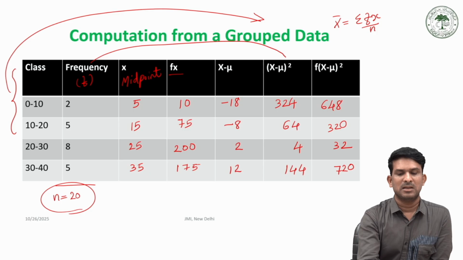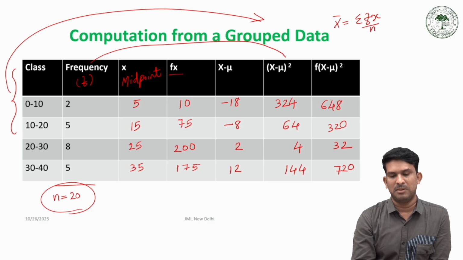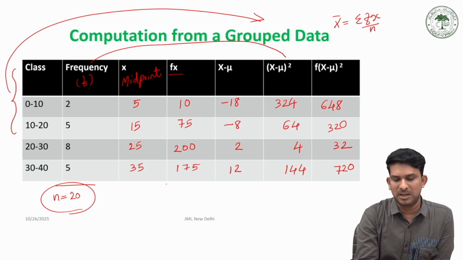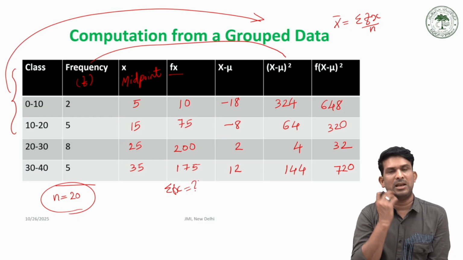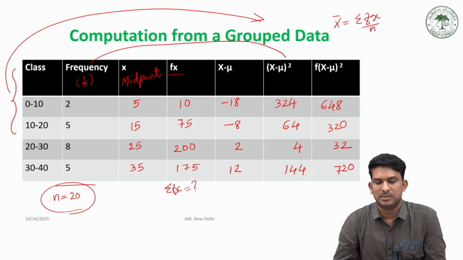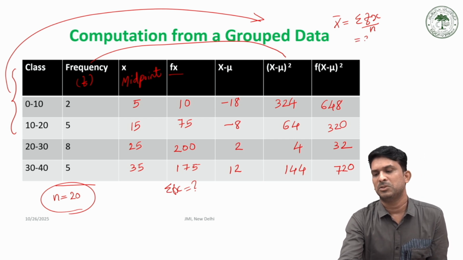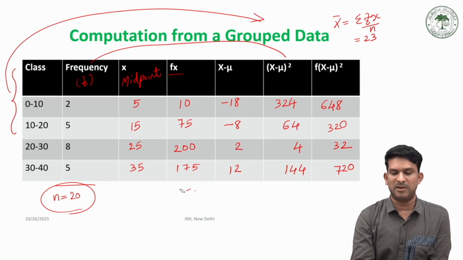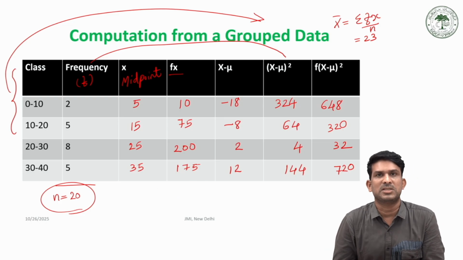First case, I got 5 into 15, 75, 8 into 25, 200, 5 into 35, 175. I got sigma fx here. I took this value and divided it by 20. Then I got the value of arithmetic mean. It was 23, you know that. Altogether, we got 23 as the arithmetic mean value. Got it clear? Now the next is the original calculation of standard deviation.